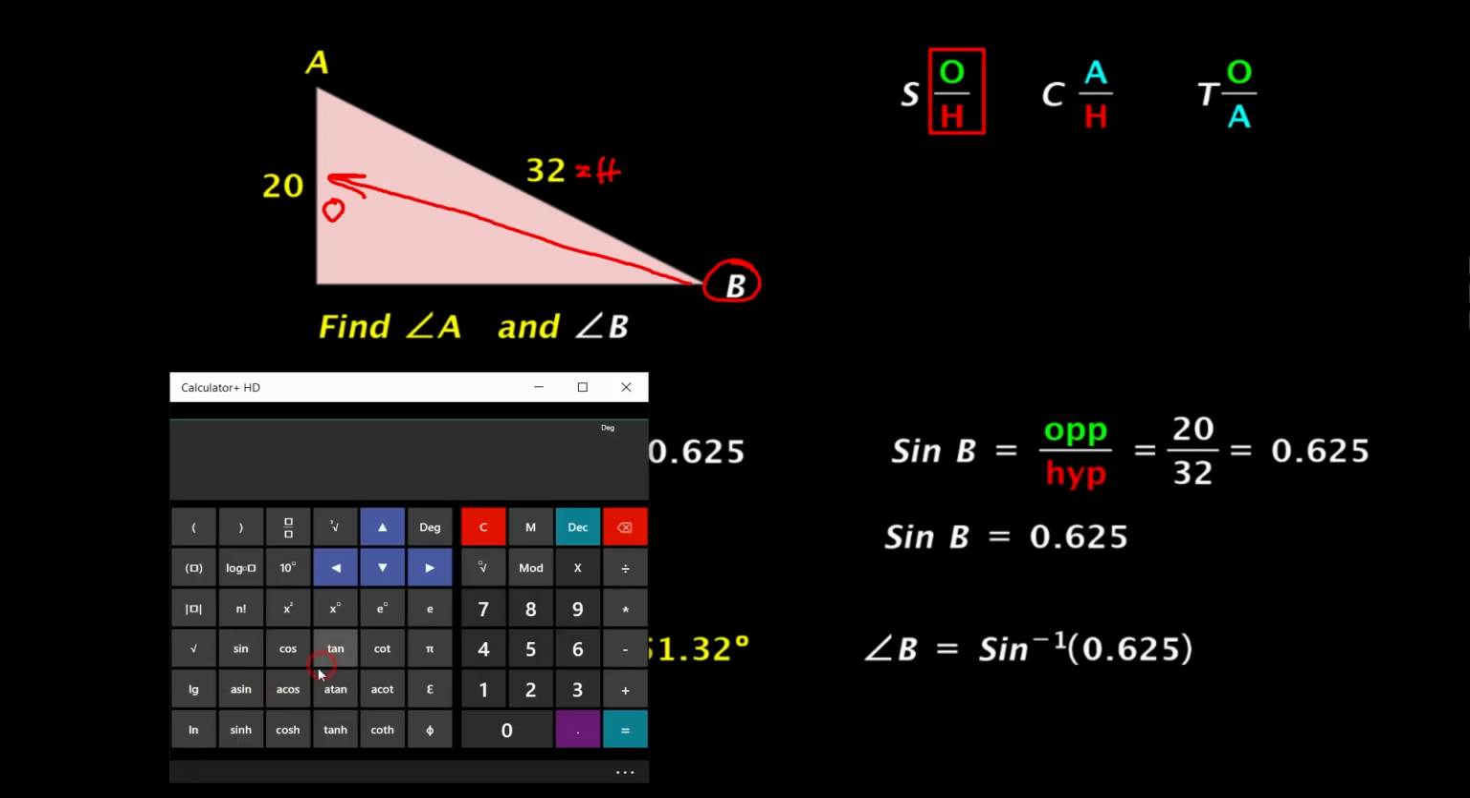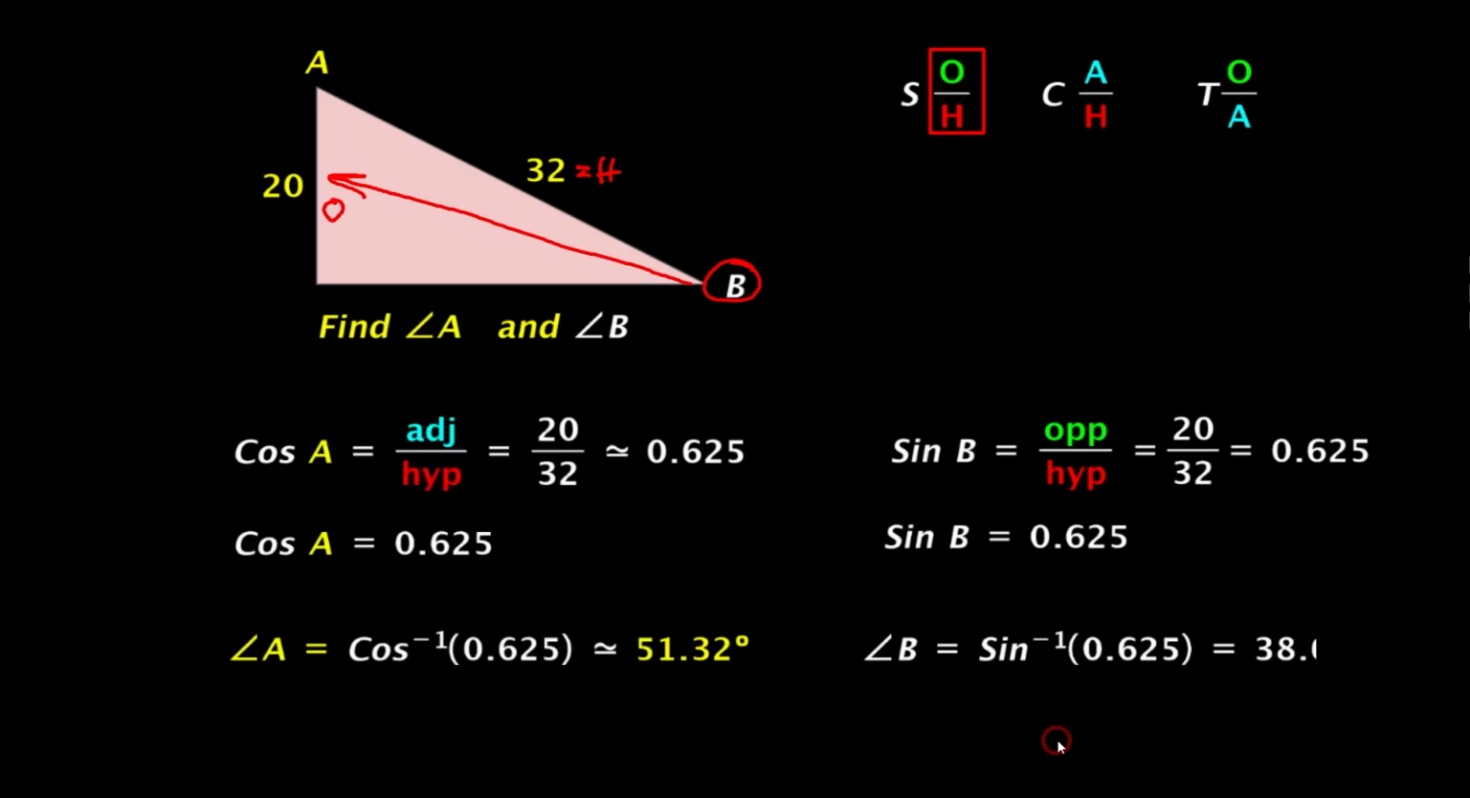Sine inverse is not here. Some calculators have it. Some calculators will have arc sine of 0.625, and the answer is 38.68. Sorry about that, 38.682. We can take it as 38.7. So angle B is 38.68 degrees, and angle A is 51.32 degrees. If we add 51.32, add 38.68, and add the 90 degrees, the sum of the interior angles, 180, should be satisfied.